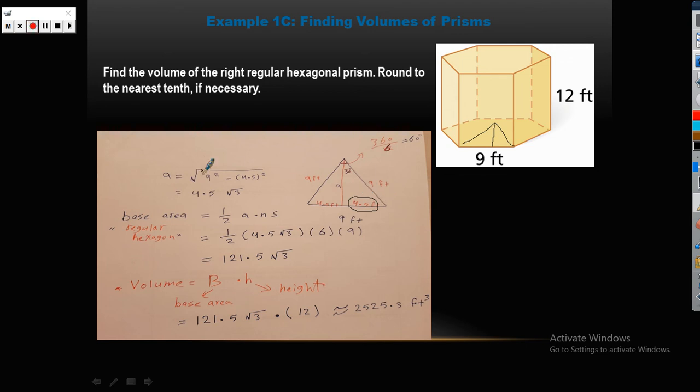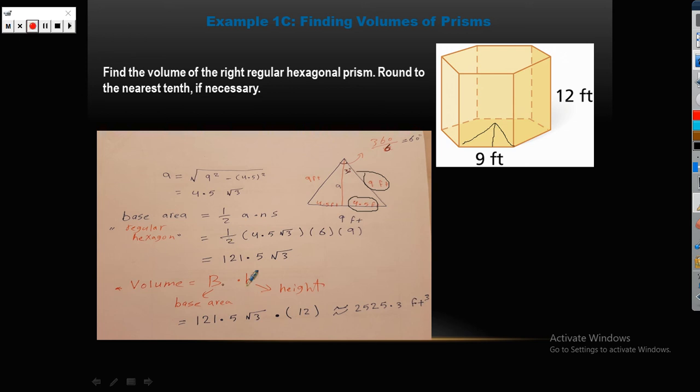Okay, so now I need to find the apothem, which is A equals the square root of 9 squared minus 4.5 squared. This one, 9 squared minus 4.5 squared, will be 4.5 square root 3. Okay, now I need to find the base area, which is half times A times n times S. A is the apothem, n is the number of sides, S is the side length. A is 4.5 square root 3. So I'm gonna just multiply half times 4.5 square root 3 times 6 times 9. And the answer is 121.5 square root 3.